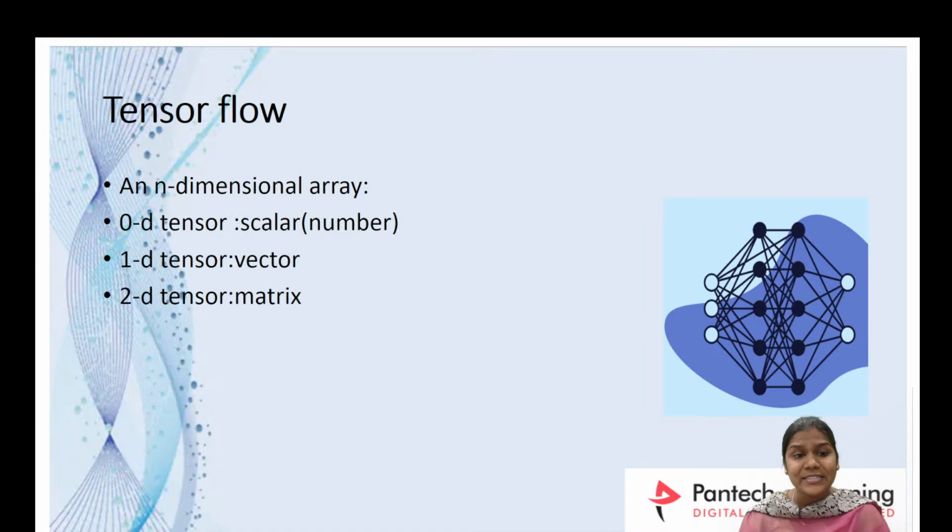So what can it process? We can process 0-dimensional arrays of elements, 1-dimensional arrays of elements and 2-dimensional arrays of elements. 0-dimensional tensor means scalar data. 1-dimensional means vector. What is the difference between scalar and vector? Scalar means having only magnitude value, whereas vector has both magnitude as well as direction.